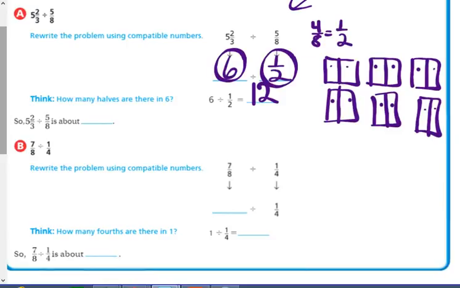Okay, so when you're dividing by fractions, it's weird because you're ending up with higher numbers, right? Usually when you divide, you're lessening your numbers. But when I want to know how many halves are in 6, it multiplies by 2 almost, right? And you'll see how to do this tomorrow. Think, how many halves are there in 6? Okay, so 5 2/3 is, here's that word again, about 12.